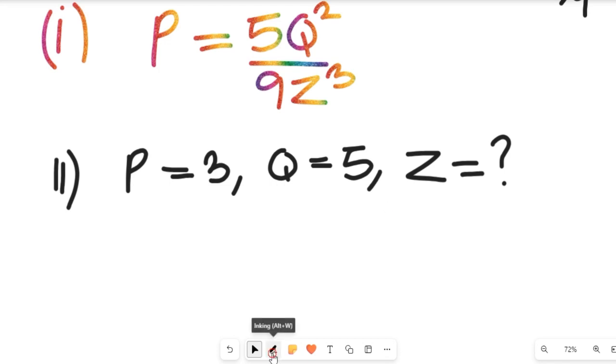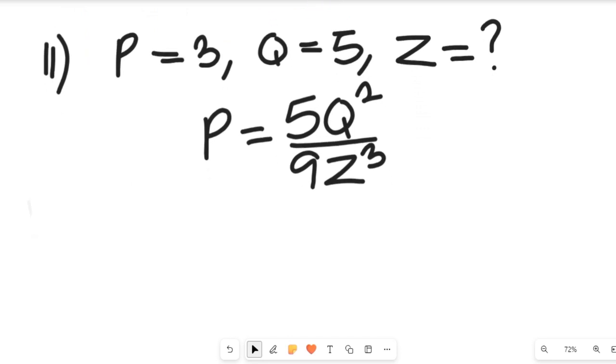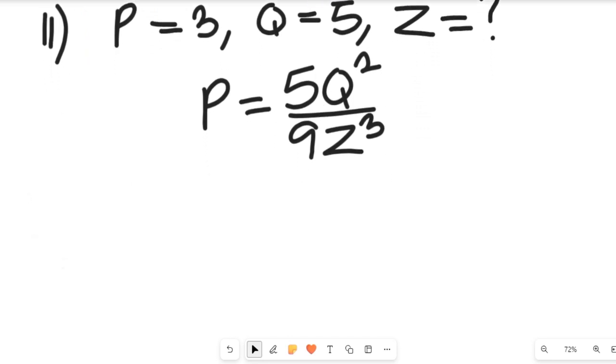And what is the relationship holding them? We have the relationship as p equal to 5q squared divided by 9zq. So, to easily solve this, we are going to make z cubed the subject of the formula.